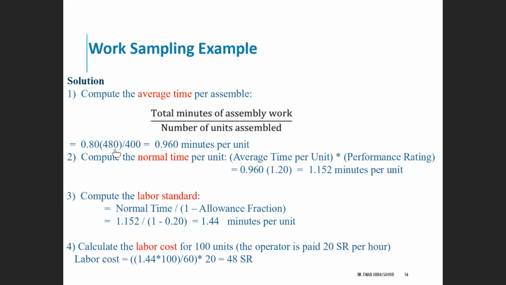So we multiply 8 hours times the 80% after we convert it to minutes, and divide it over the 400 units, the total units you collected. So this is the average time for the assembly task. Now we continue with the same steps we did in the previous example.